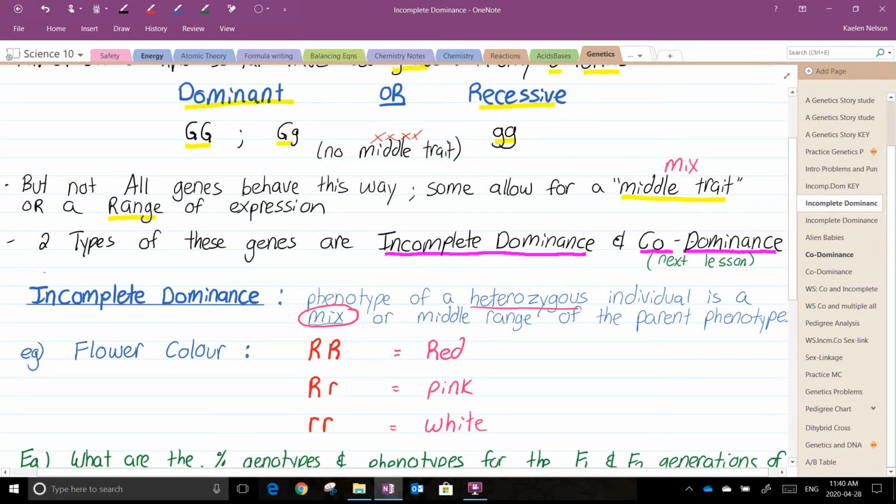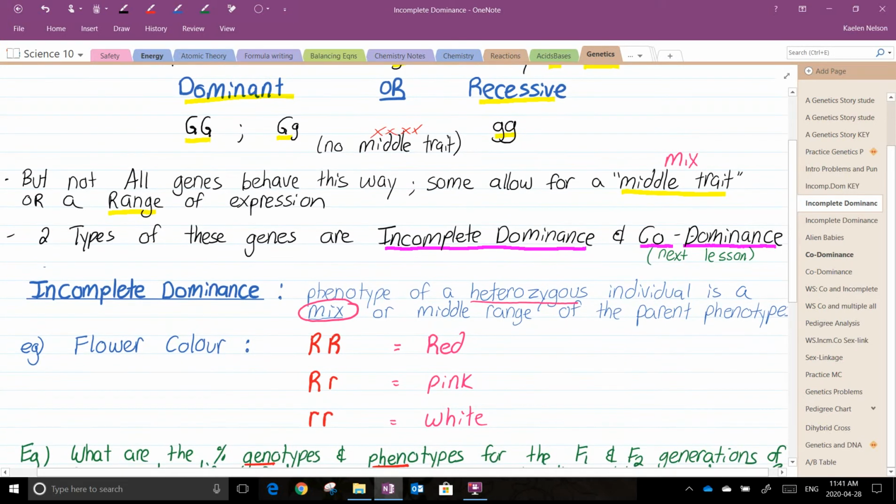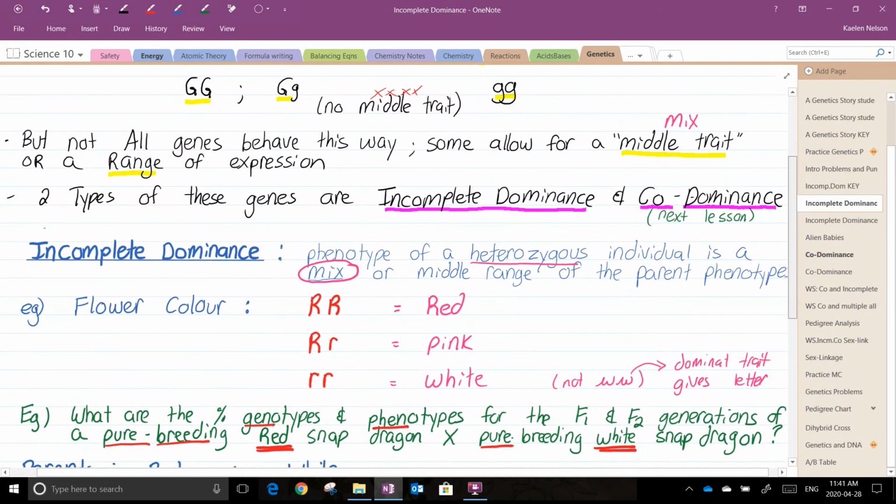Remember, we don't change the letter of the recessive gene to W because our dominant trait is usually what letters the gene. Dominant trait gives the letter. And then you use a lowercase to show the recessive.